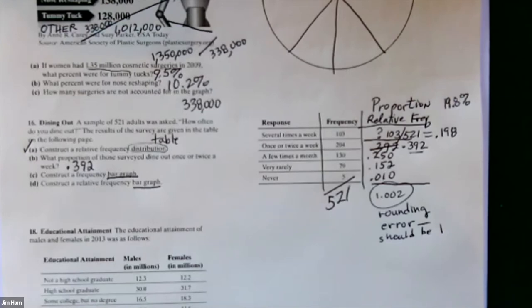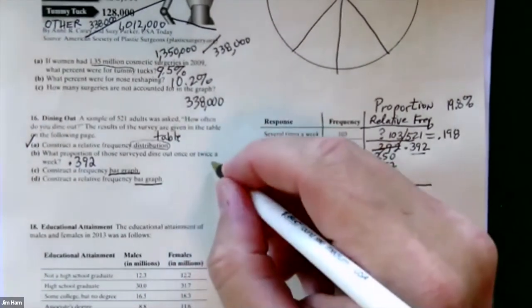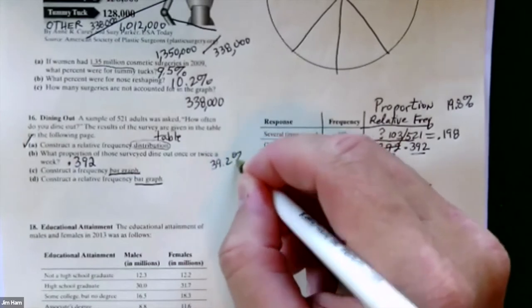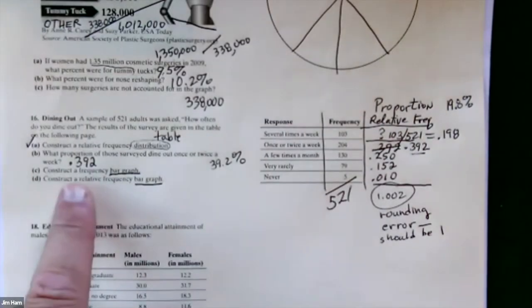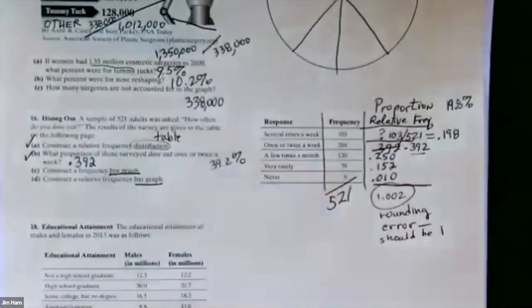So make sure that you round to the desired number of decimal places. And they will tell you, sometimes it'll be three decimal places, sometimes it'll be two decimal places, but just be consistent in how you report the answer. And we know that this is 39.2%. A lot of times speaking in terms of percentages is more meaningful to us than speaking in terms of proportions or relative frequencies.